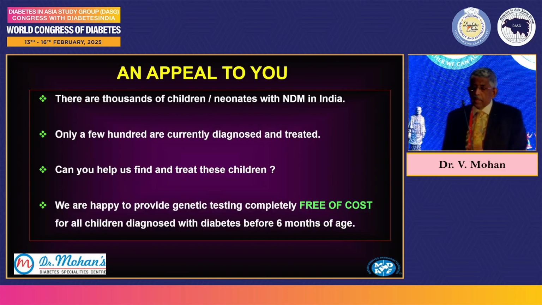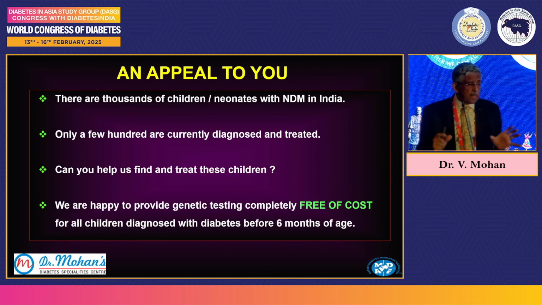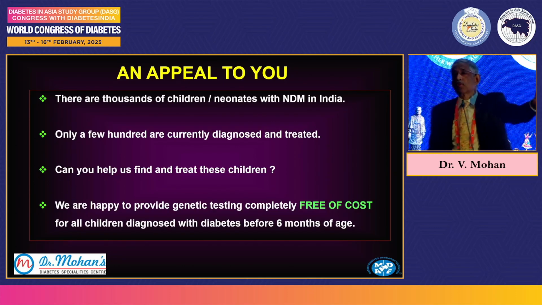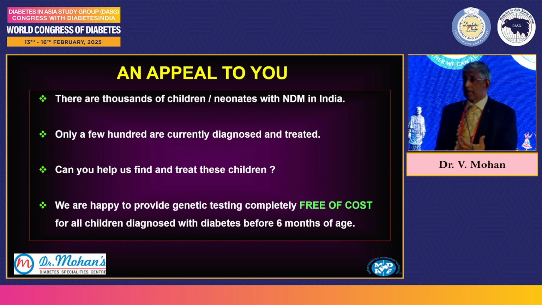So here is an appeal to you. There are thousands of neonates. If you look at the number, there are thousands of neonates with neonatal diabetes in India. Why are we having only 400? If you had the other 400 with genetic syndromes, let's say 1,000 cases. I believe there must be at least 10,000 or 20,000 children. Many of them will be dying because they're not even diagnosed.